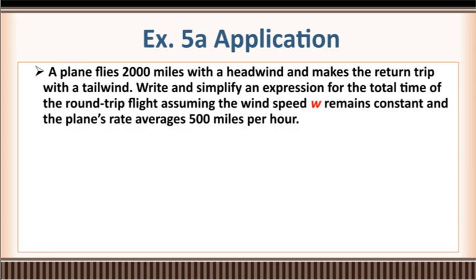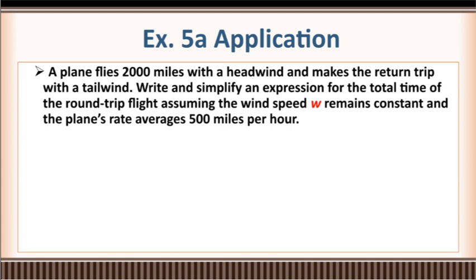And some applications. A plane flies 2,000 miles with a headwind and makes the return trip with a tailwind. Write and simplify the expression for the total time of the round trip flight, assuming the wind speed W remains constant and the plane's rate averages 500 miles per hour. We need to have two rational expressions. Since they're asking us to find the total time, if you think about rate times time equals distance, the time would equal distance divided by the rate.